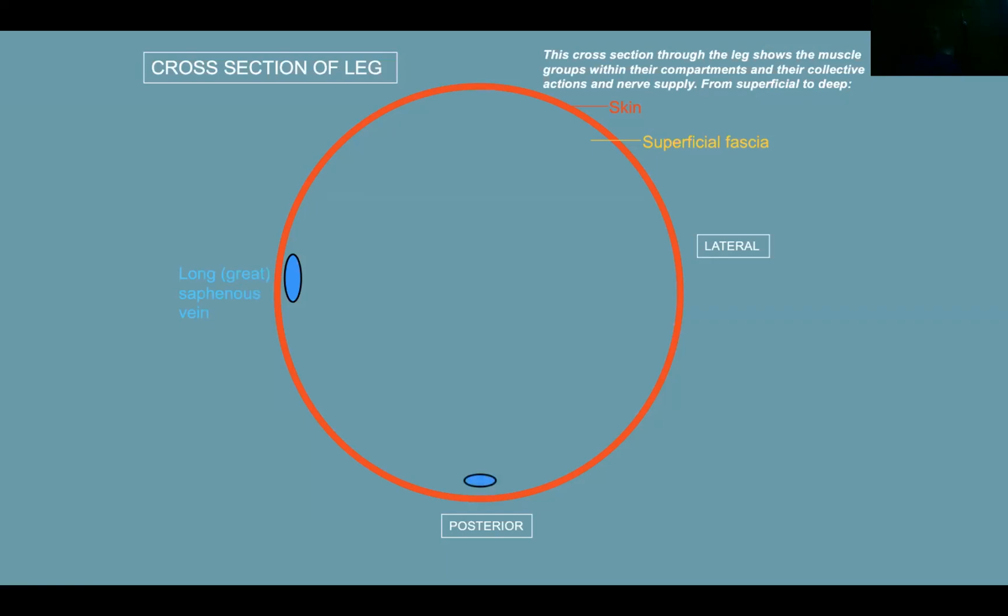Now, there is another one which has been shown posteriorly at the bottom. That is the small saphenous vein or short saphenous vein. Guys, these saphenous veins have their clinical applications. We use them a lot. Especially the great saphenous vein is used as a graft in various needs of the body.